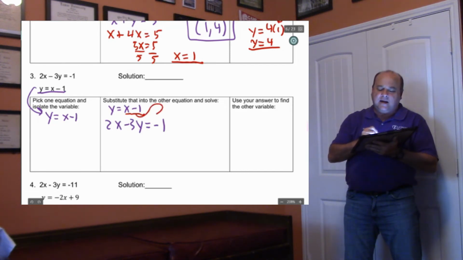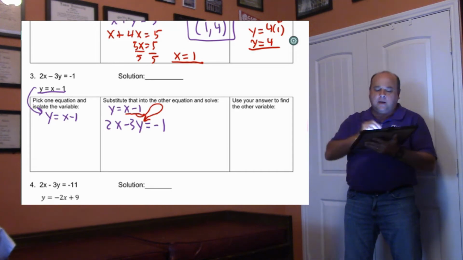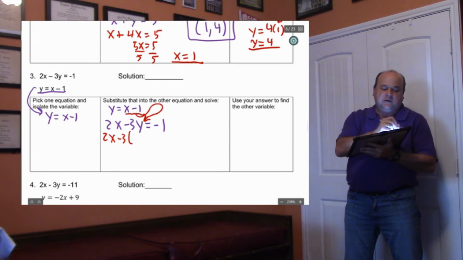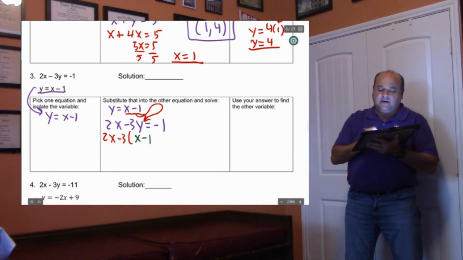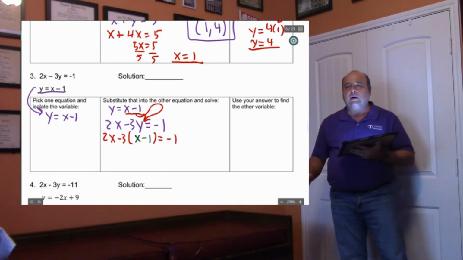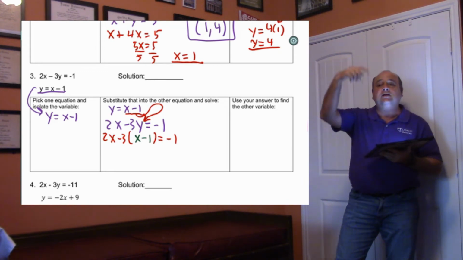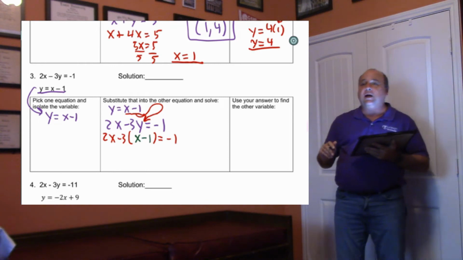I'm going to take that x minus 1 and plug it into that y. So watch what I'm going to do. 2x minus 3 and start a parentheses. What will I replace that y with? I'm going to replace it with x minus 1. And then it's going to equal negative 1. So does everyone just see what I did? I took the y and I replaced it with the x minus 1. The only thing I have in my equation now is x.